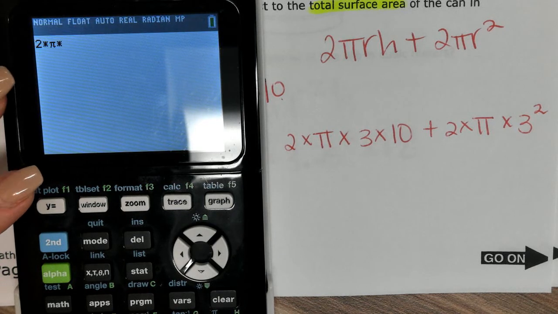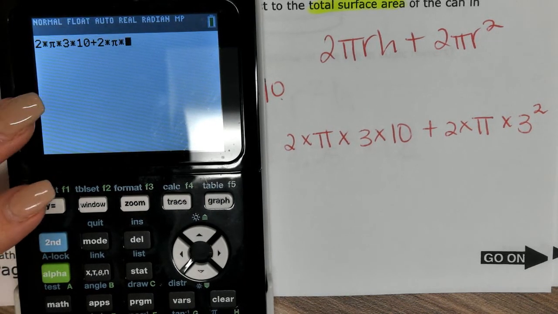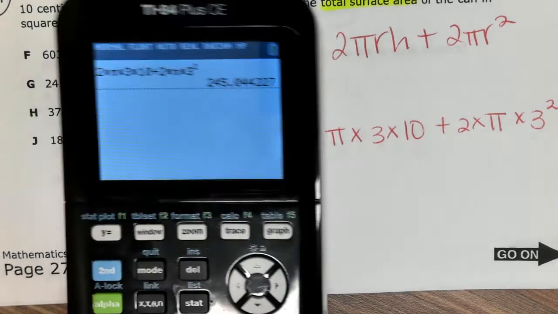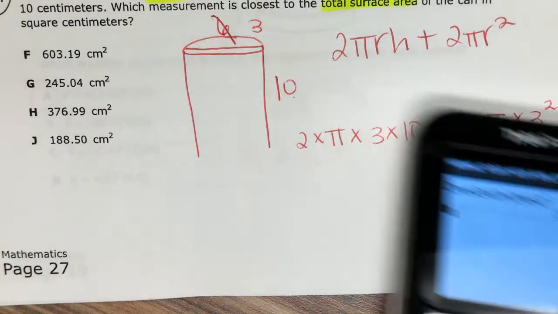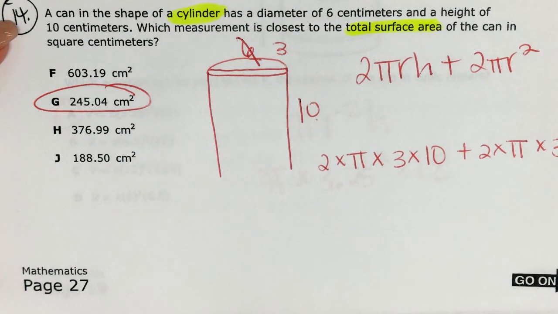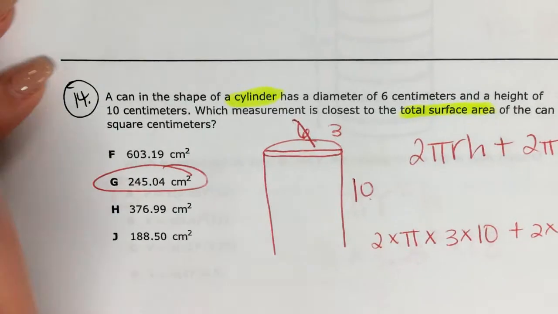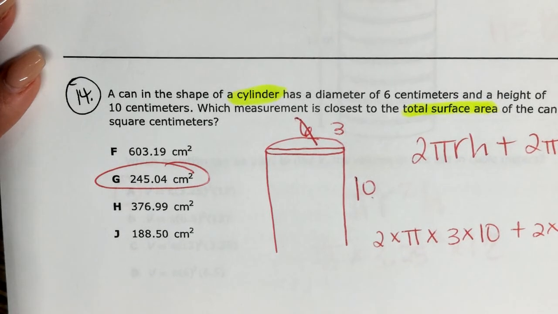And everybody knows where the pi button is, right? And there's my answer, 245.04. So most of these questions were pretty easy today, yes? These were straight from the STAAR test a few years ago.